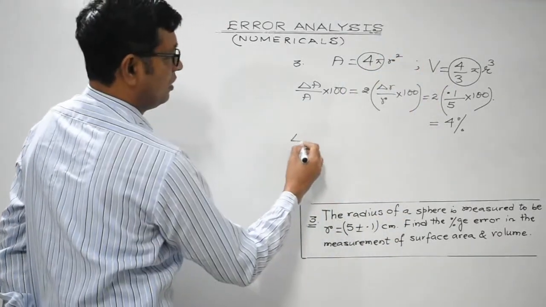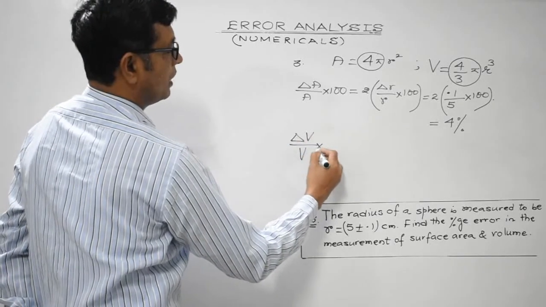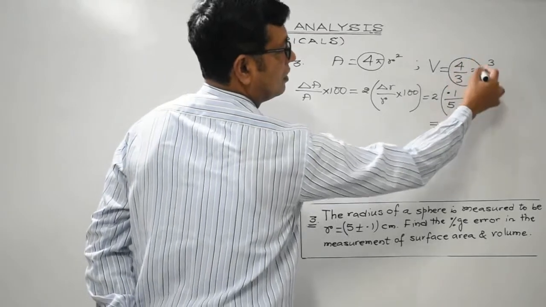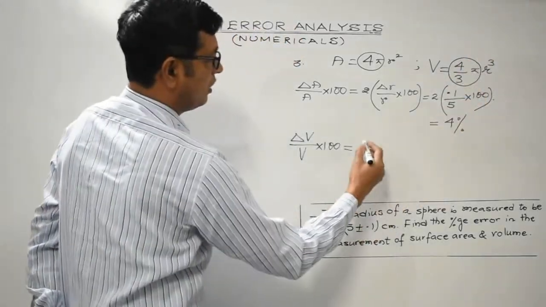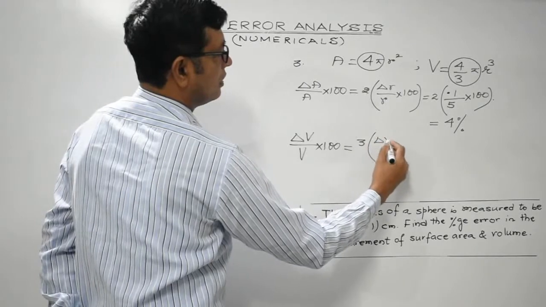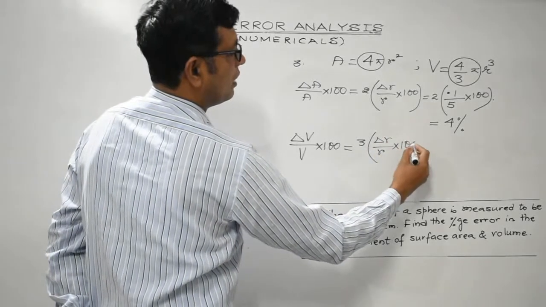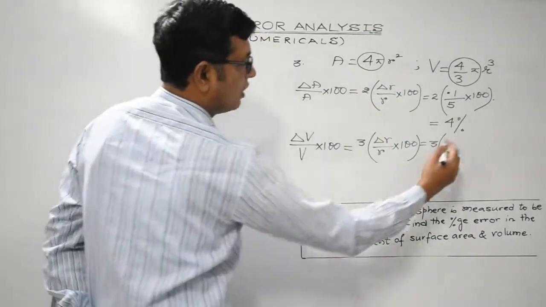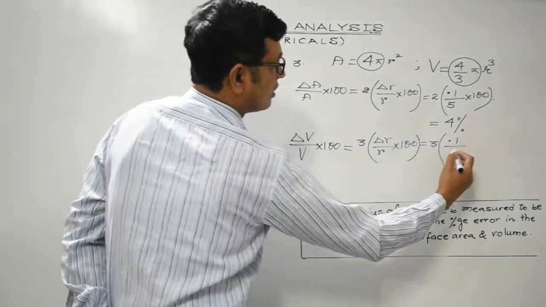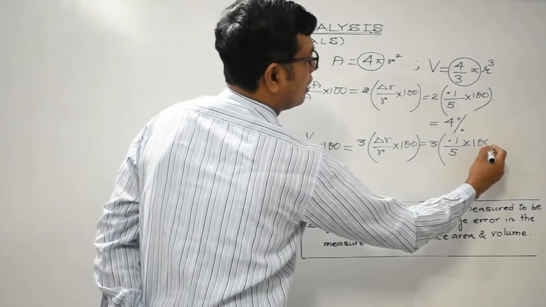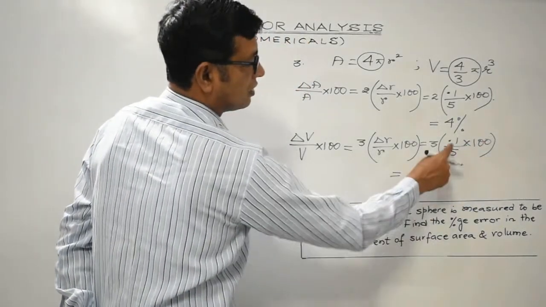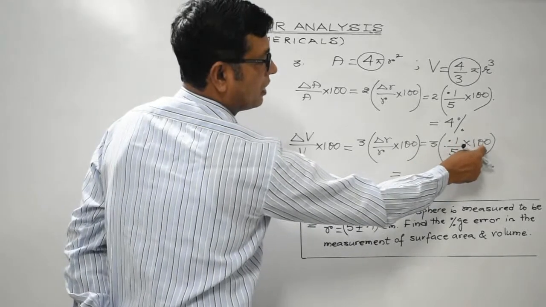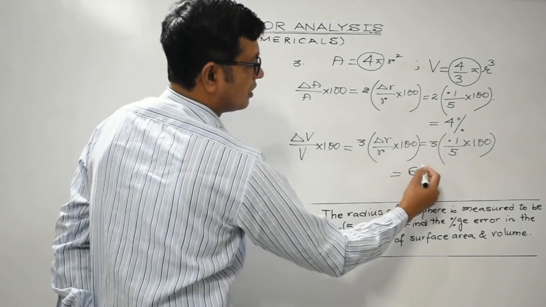Similarly, let's try to find out the percentage error in the volume. So what do you do? Del V over V multiplied by 100 will be given by, since it is r to the power 3, 3 times del r by r multiplied by 100. So it will give us 3 times del r, again 0.1. What is r? It is 5, multiplied by 100. The point will get eliminated, so 1 by 50 multiplied by 100 is 2. So 3 into 2 is 6%.